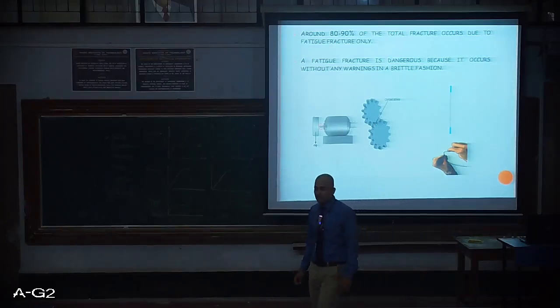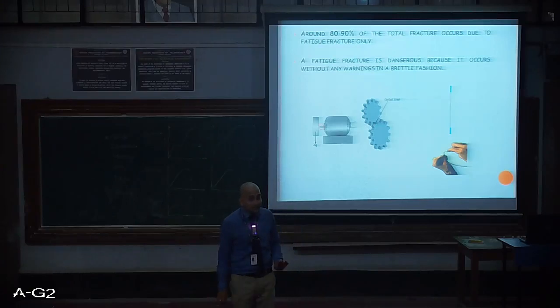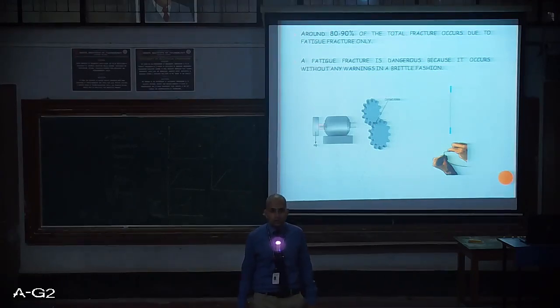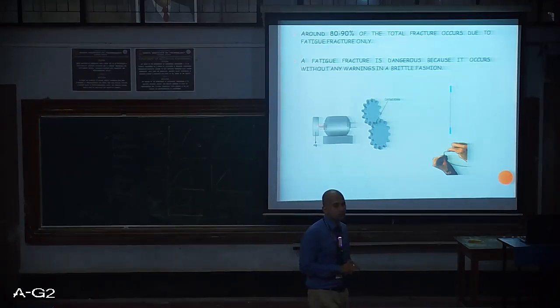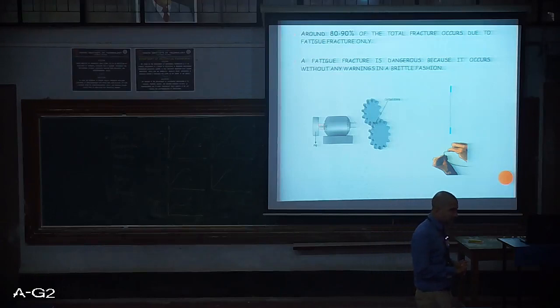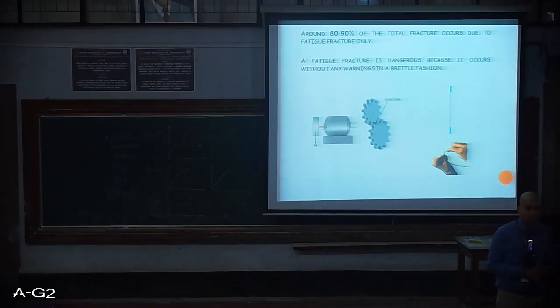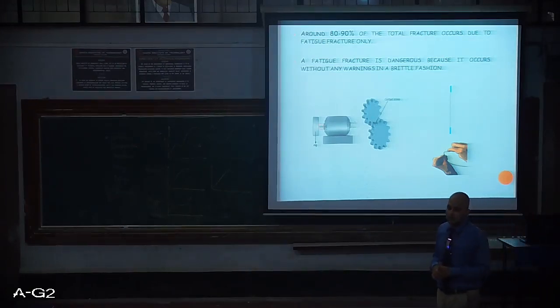Around 80-90% of the fractures that happen in industries are because of this type of loading called fatigue fracture. That's why fatigue fracture is considered so dangerous and important: around 80-90% of the fractures that happen in industrial components are because of this reason only. One more reason is that whenever a fatigue fracture happens, it happens in a brittle fashion. It doesn't happen in a ductile fashion.